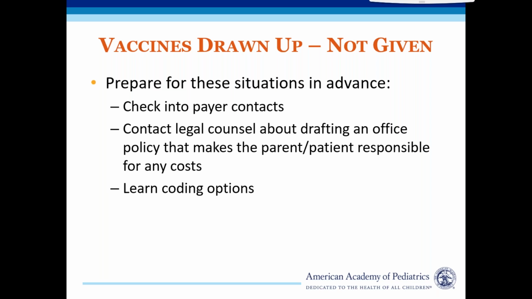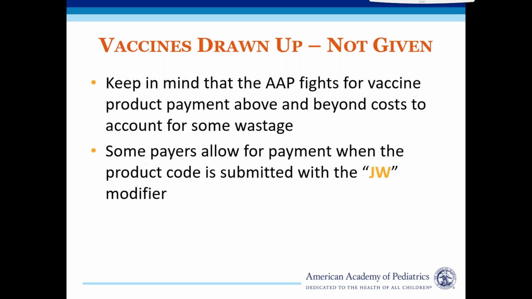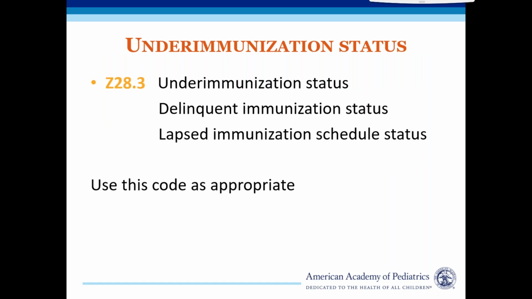Look at your payer contracts. You may need to contact legal counsel about drafting an office policy that makes the parent or patient responsible for any of these costs, and also learn your coding options and what you can do to possibly get the money for these vaccines that are now wasted. Again, keep in mind that the AAP does fight for vaccine product payment above and beyond costs to ensure that you are paid for some of this wastage through other vaccines. Some payers allow for payment when the product code is submitted with the JW modifier.